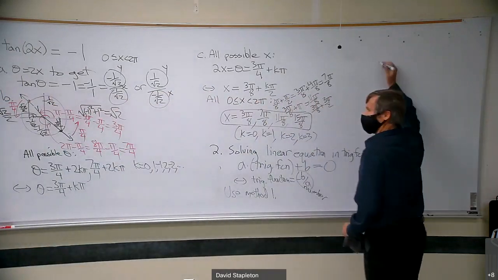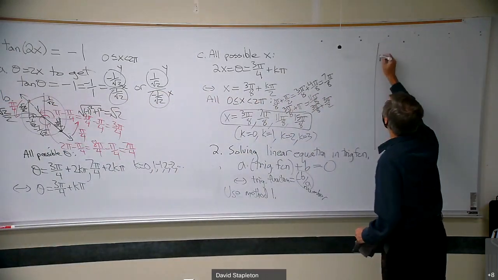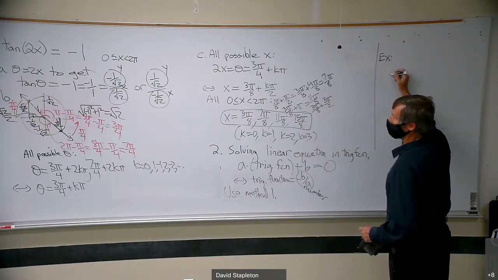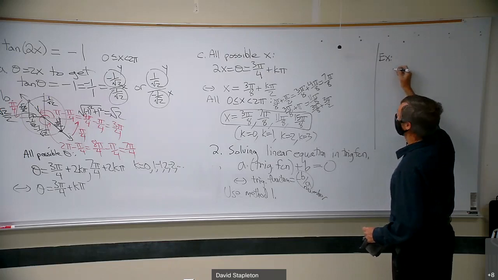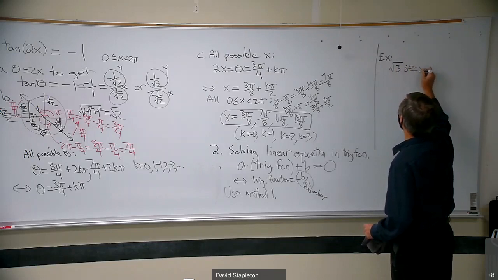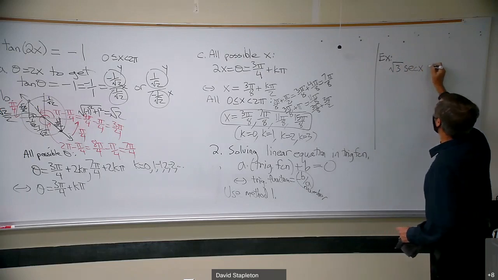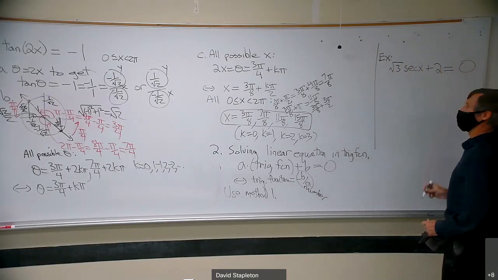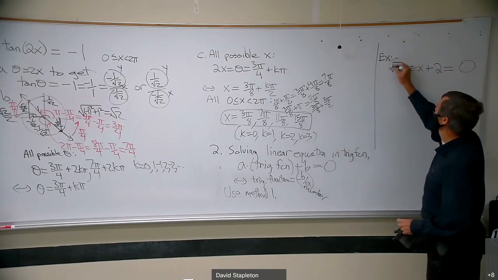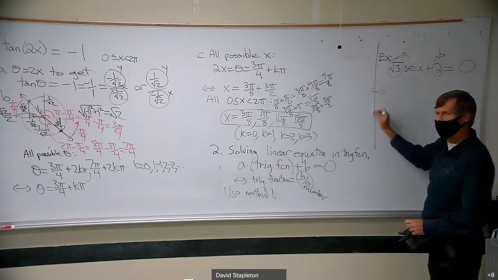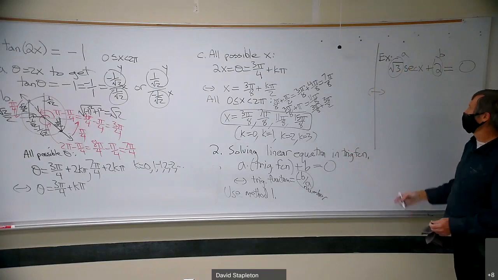We go to a linear equation. So here's another example. Suppose I had square root 3 times the secant of x plus 2 equals 0. This is a linear equation in secant, right? A times secant plus b equals 0. What do I do? I just try and write it as trig function equals a number.